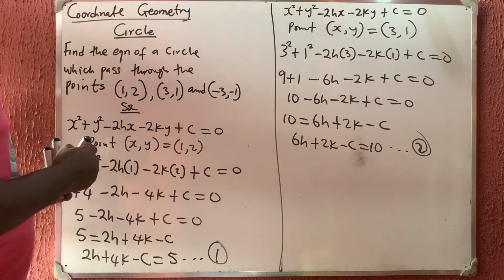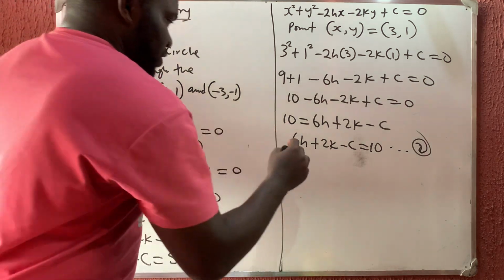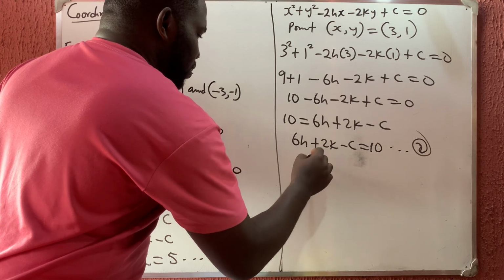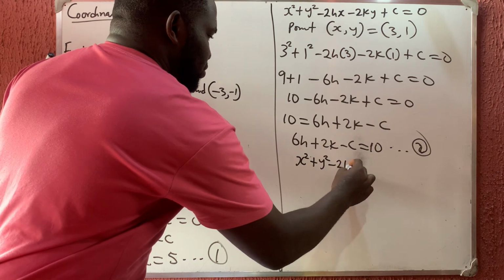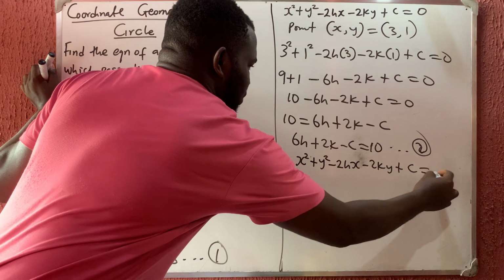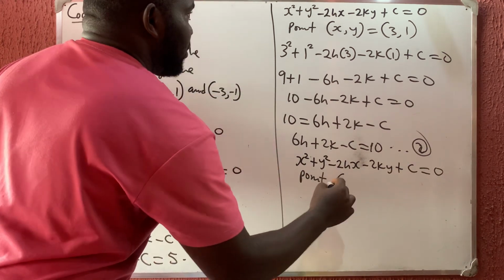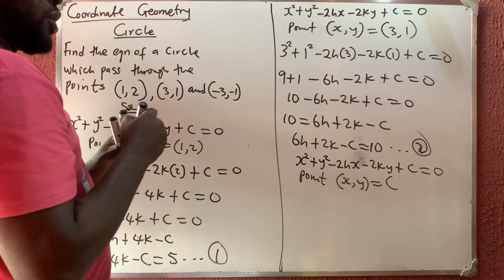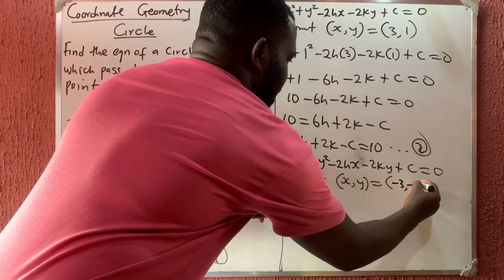This is equation 2. Okay? So let us repeat the same thing to get equation 3. Now, to get equation 3, we still know that x squared plus y squared minus 2hx minus 2ky plus c is equal to 0. So the point they gave us now, point x, y is equal to, what did they give us? Minus 3, minus 1. So the point they gave us now is minus 3, minus 1.